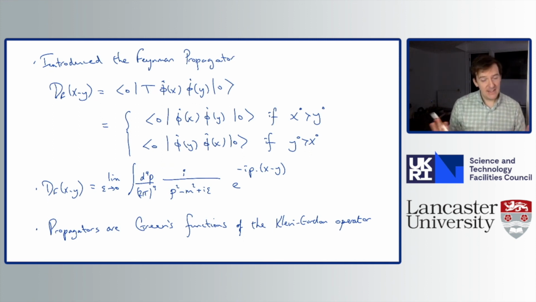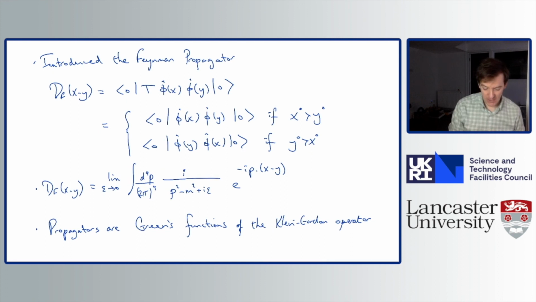In practice, the form that we use for the Feynman propagator is this integral over the 4-dimensional momentum space. So now we integrate over d4p instead of d3p. We have this additional factor of i over p squared minus m squared, and we introduce this i epsilon prescription, adding plus i epsilon, which tells us which poles to include whenever you do the contour integral.